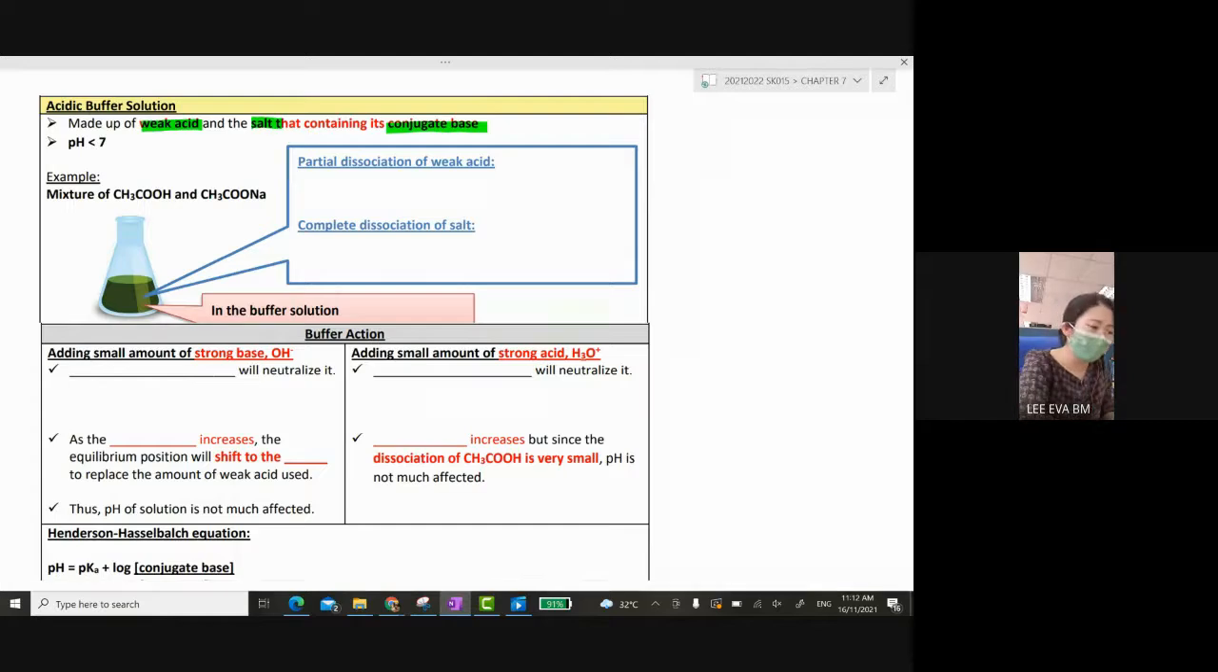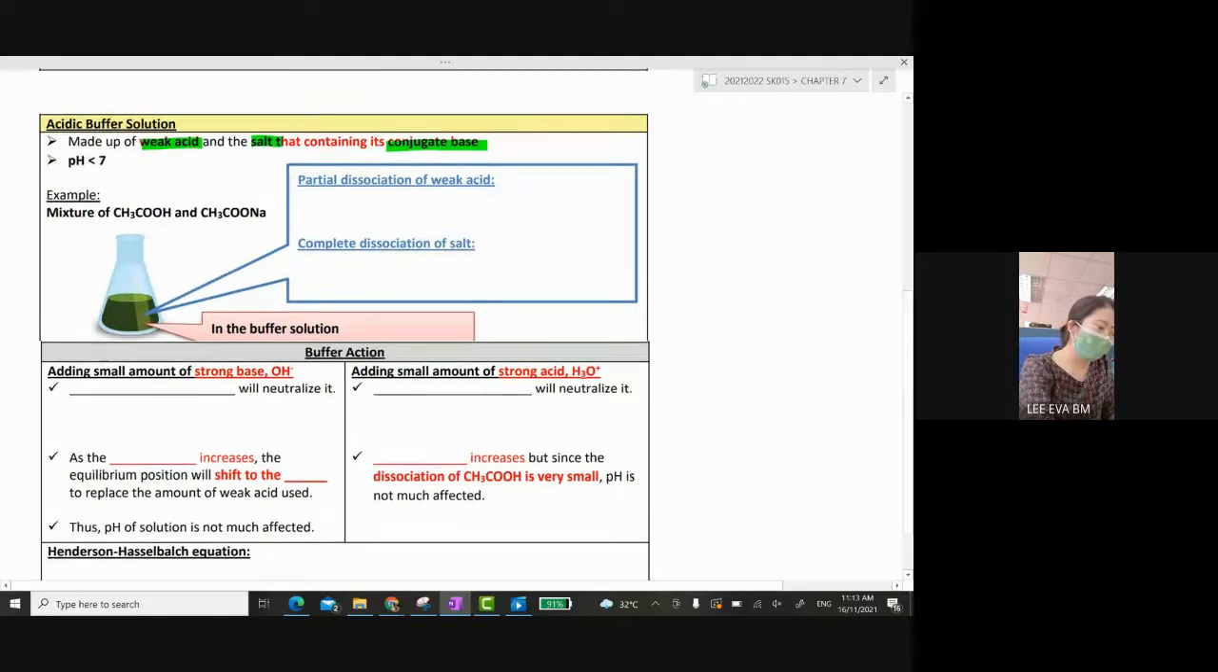Okay, so let's look at the examples. So let's say in this acidic buffer solution, in this mixture, we're containing a weak acid, which is your acetic acid, CH3COOH. And then this is the salt, CH3COONa. So this CH3COONa contains CH3COO minus, which is the conjugate base. So you can actually write on top of here, this is your weak acid. Okay, this is your conjugate base. Or you can also write it as the salt. Salt, conjugate base, they refer to the same thing.